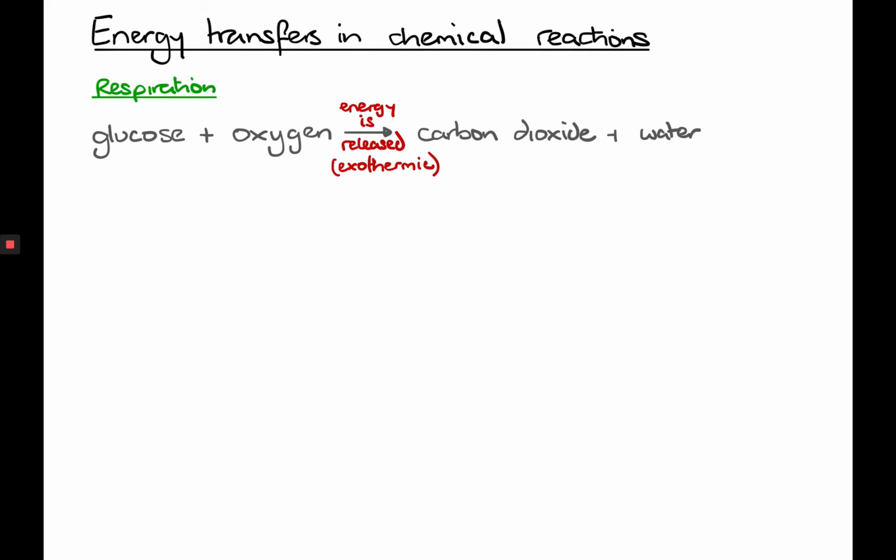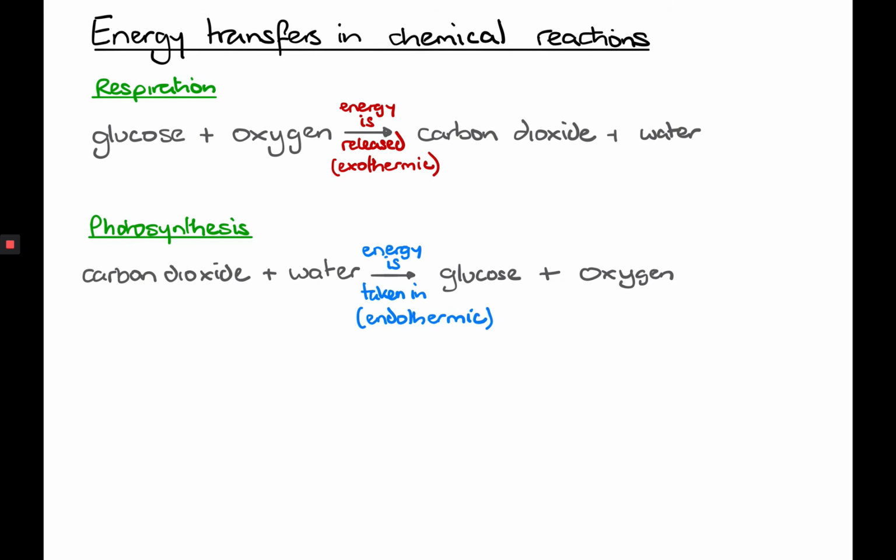We could also consider another reaction that you're familiar with, which is photosynthesis. And the reaction of photosynthesis is carbon dioxide plus water goes to glucose and oxygen. And we know that we require sunlight for photosynthesis to take place. And that sunlight is an energy transfer. And so what's happening here is that the reaction is taking place, but energy is being taken in.